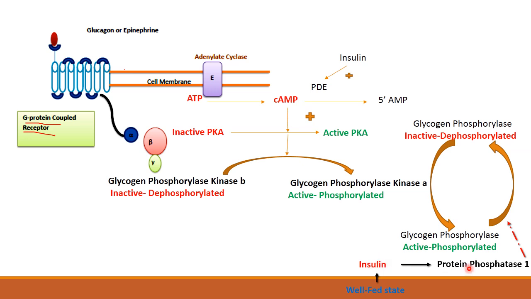Whereas when the body glucose reserve is high, the insulin will be more and it will activate the protein phosphatase 1 that will dephosphorylate the glycogen phosphorylase, and it will also activate the phosphodiesterase to break cyclic AMP down to 5' AMP. So these are the important regulations, and this is how glycogenolysis is regulated. Just the reversal type of regulation takes place in glycogenesis, where the key regulatory enzyme, glycogen synthase, is active in its dephosphorylated form.